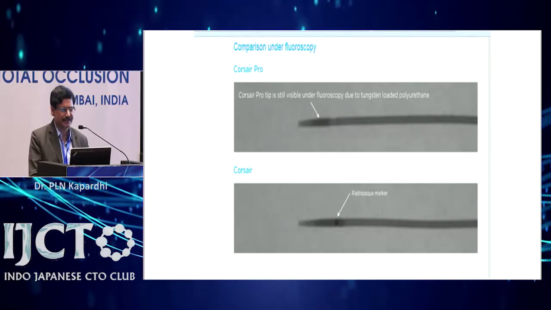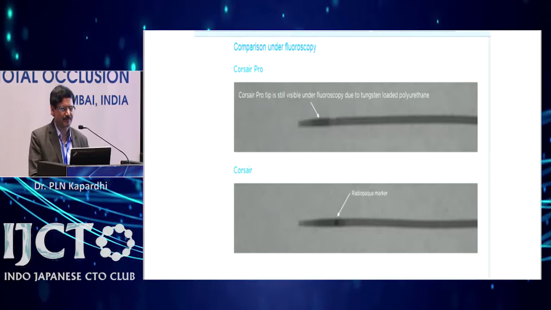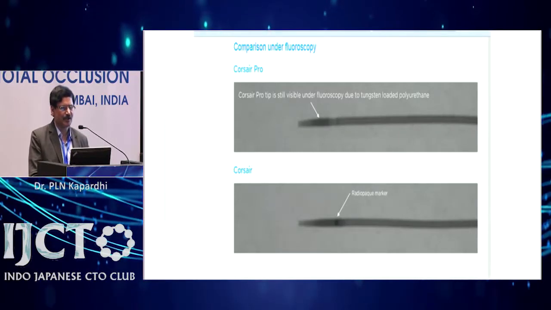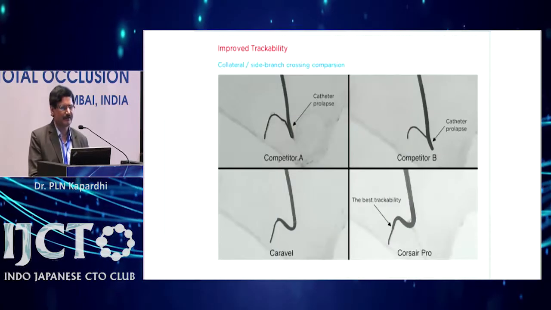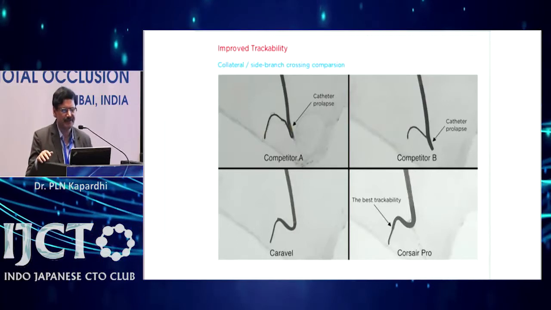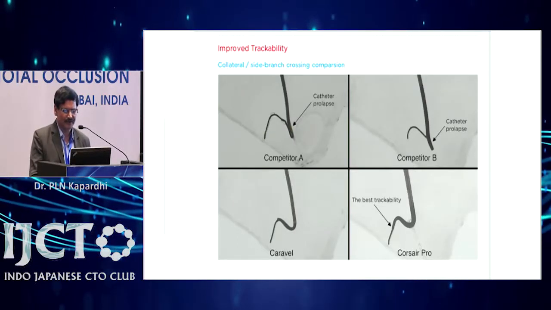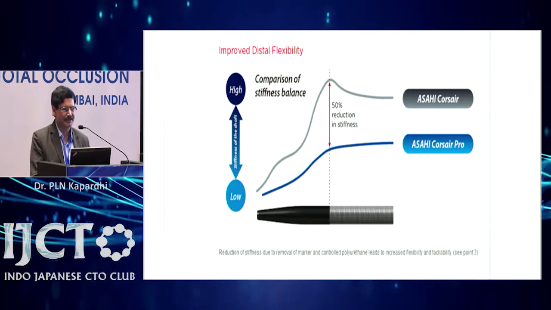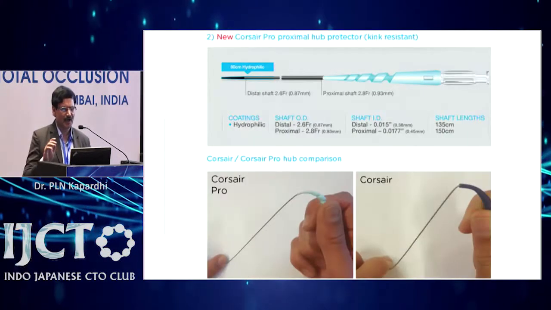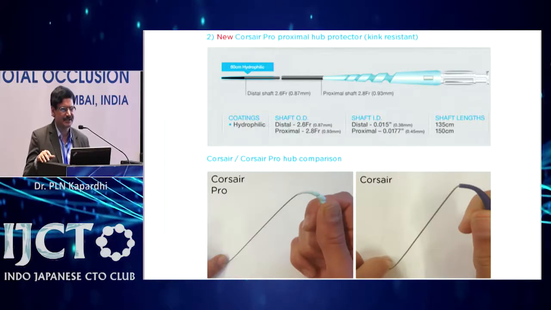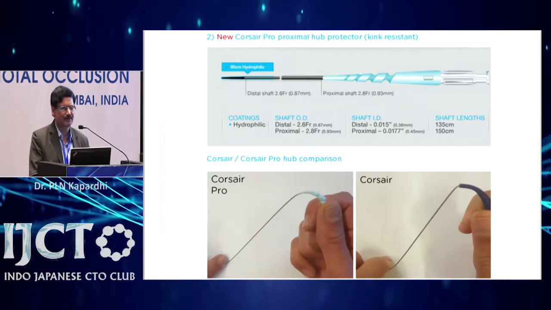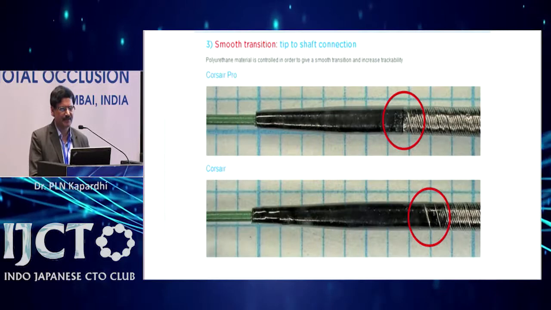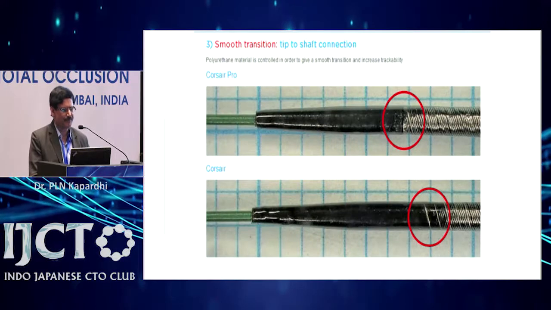The marker is there in the case of Corsair, and in Corsair Pro it was removed, and the tungsten itself will function as a radiopaque marker. Of course, this is the in vitro testing, showing how it will take the shape of the collateral, how it is maneuverable across the bends, and how the proximal hub is kink resistant in the case of Corsair Pro compared to the Corsair. And this is the removal of the radio marker in Corsair Pro compared to the Corsair.